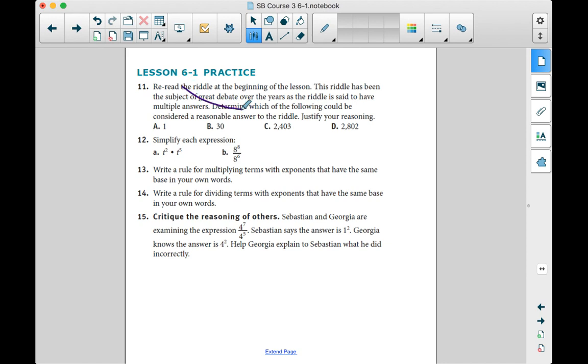Okay, now don't worry about doing number 11, but I want you to try number 12, and then in your composition books, I want you to do number 13 and number 14. Answering these two questions is your summary of your notes.